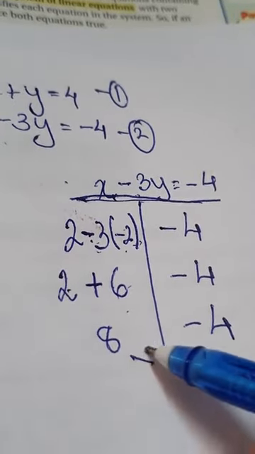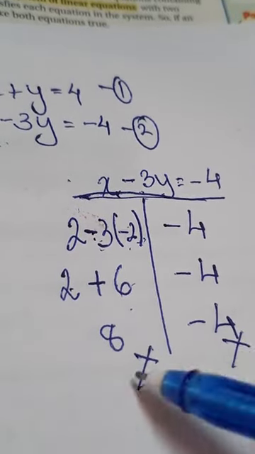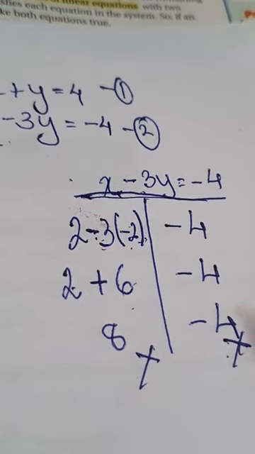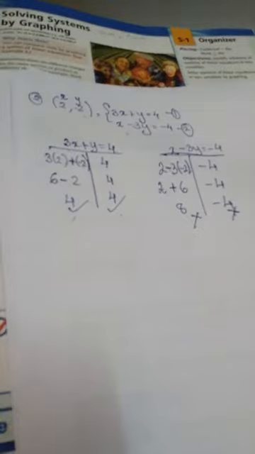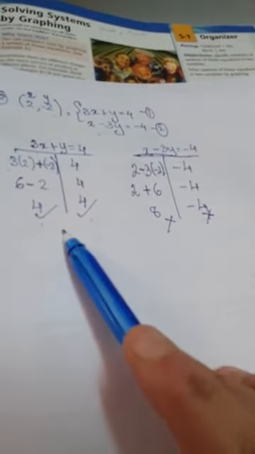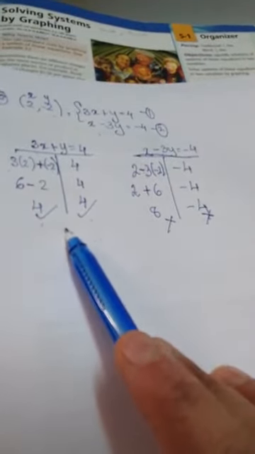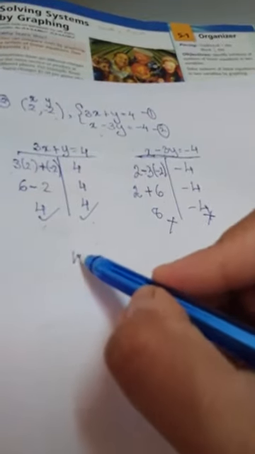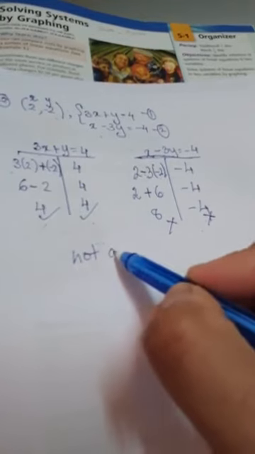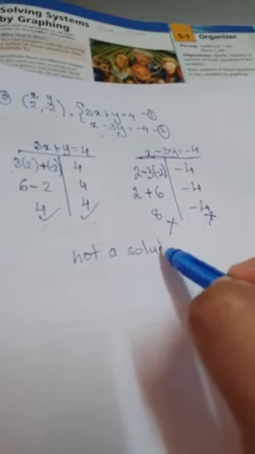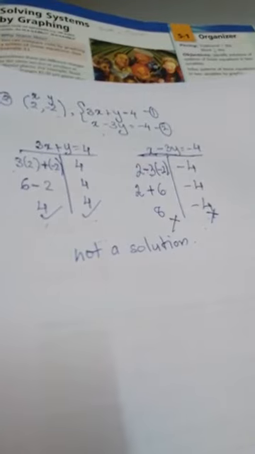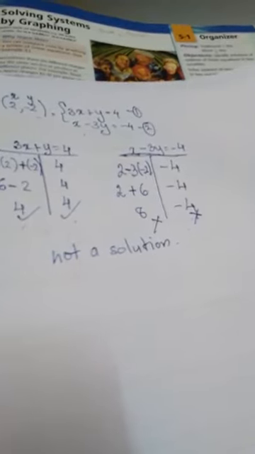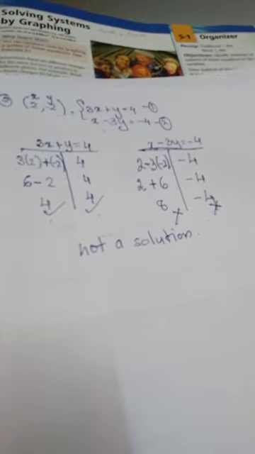So is this thing equal? Of course not. So we cross it out. And what do we say? We say it as not a solution. Why is that? Because the coordinates were only correct for this table, but for this it was not correct. So we say not a solution.